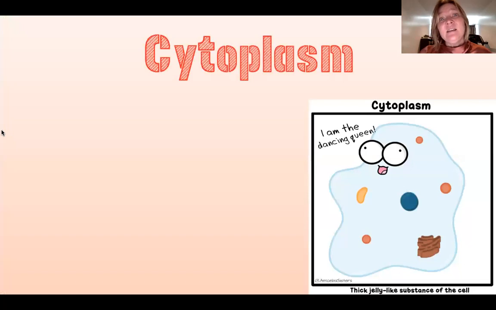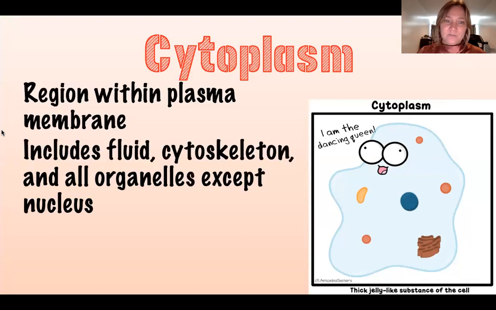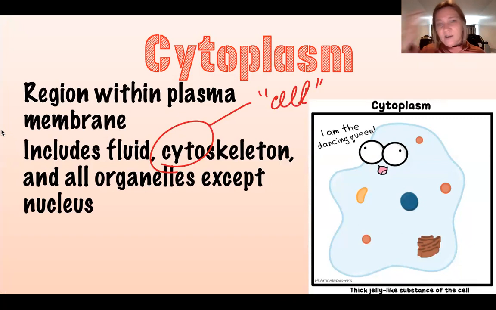The second feature, which is characteristic of all cells, is an interior substance. This is called the cytoplasm. The cytoplasm includes a fluid. It also includes the cytoskeleton and all of the organelles except the nucleus. And again, with vocab, cyto means cell. So cytoskeleton is literally the skeleton of the cell, and it's made up of protein fibers. Again, that'll be covered in a later video.